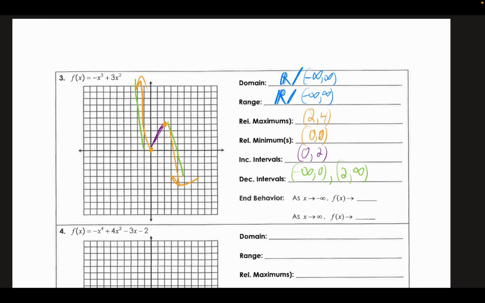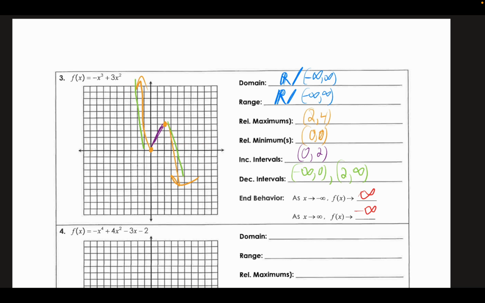The end behavior is as x goes forever to the left, y goes forever up to positive infinity, and as x goes forever to the right, y goes forever down to negative infinity.